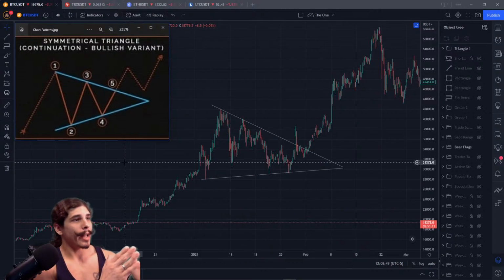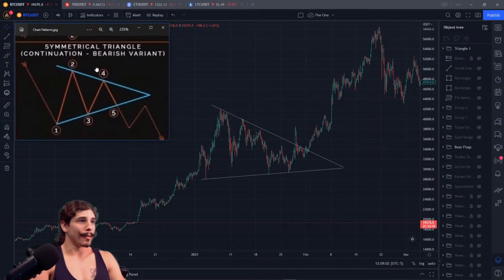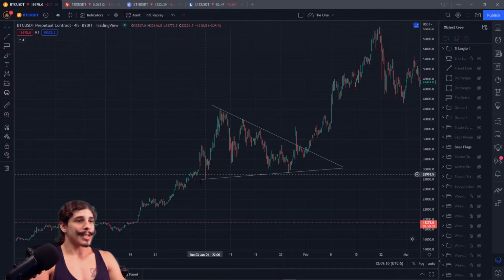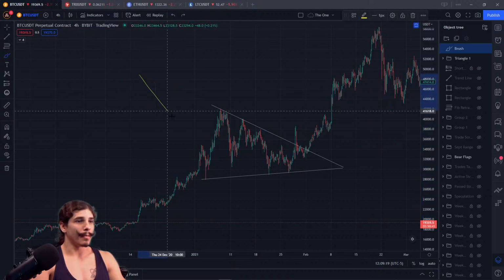So when we look at the symmetrical triangle, bullish variant, we see that price enters from the bottom and exits towards the top, okay? So if we look at the other one here, which is a bearish variant, price has to enter from the top, okay? So I'm going to put this up here for a second. We can see that this is a bullish variant because price has entered from the bottom, okay? It's going up. Price did not enter from the top.